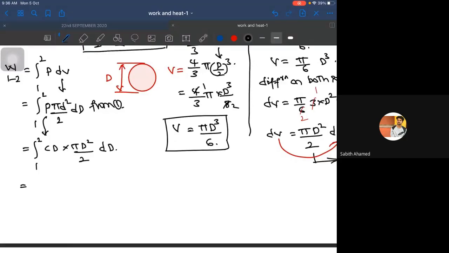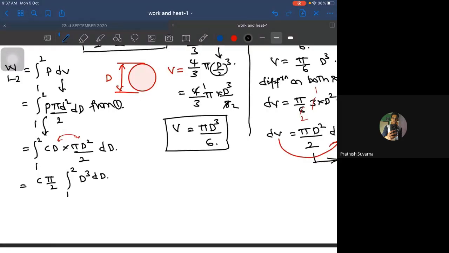So, what are the different constants? C and pi by 2. C into pi by 2. Okay, so C into pi by 2, if I take it out, the multiplication of d into d square is what? d cube. Yes. So integration from 1 to 2, it is just d cube dd. Is it right, Pratish? Okay.